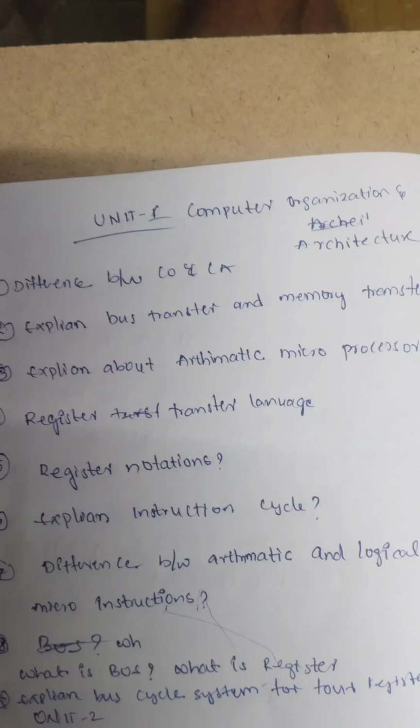And in this video we are going to discuss computer organization structure and architecture. First of all, from the first unit: differences between CO and CA, explain the bus transfer and memory transfer. And the main important topic is the instruction cycle.